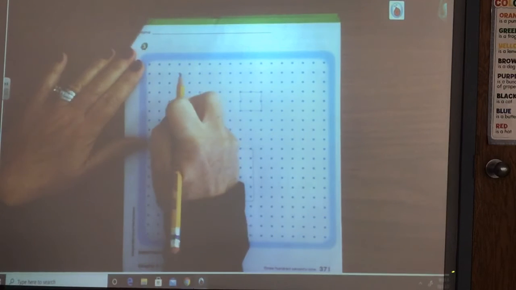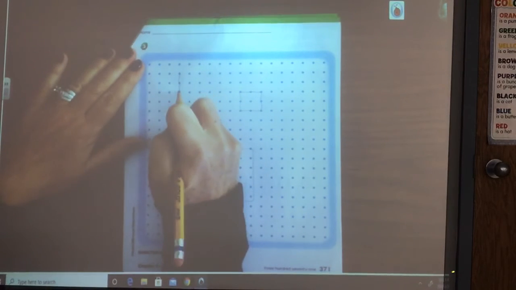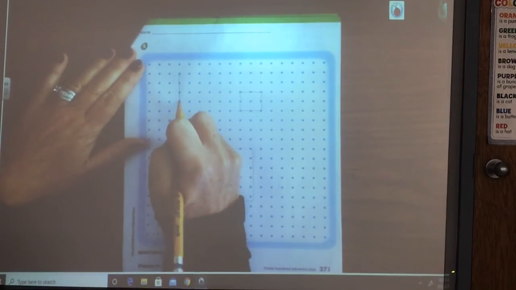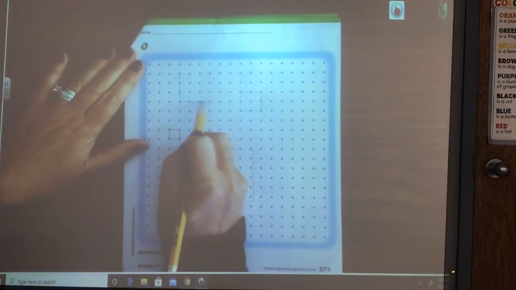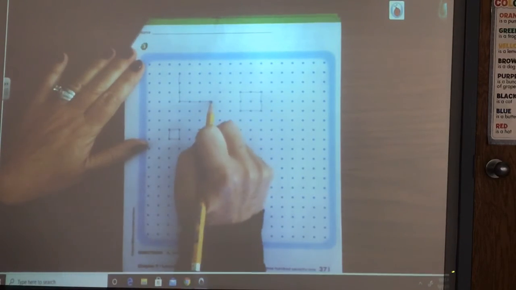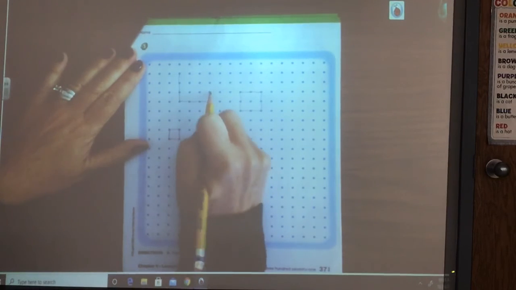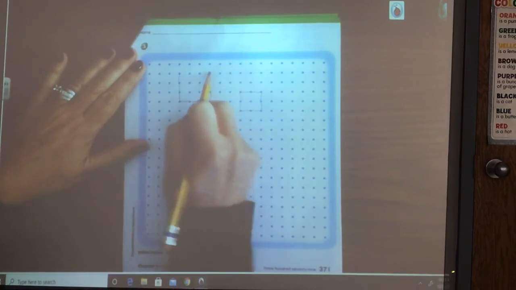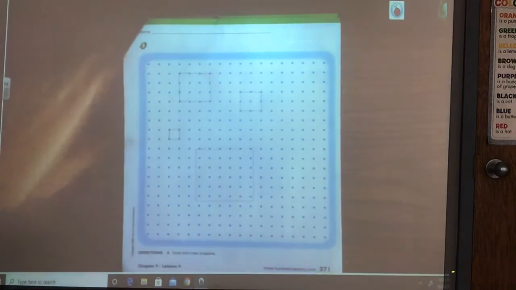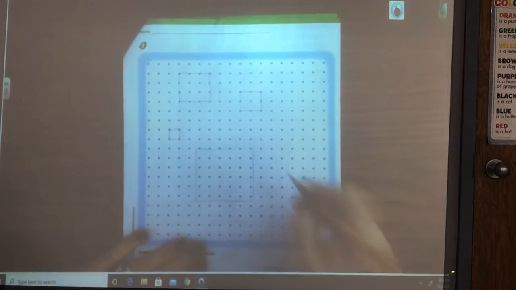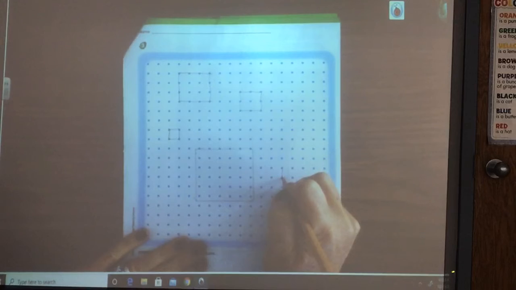All right, so maybe I want to go down. 1, 2, 3, 4. Then I have to go over. 1, 2, 3, 4 dots. Then I have to go up. 1, 2, 3, 4 dots. And then I can close it. 1, 2, 3, 4 dots. So just practice drawing a few squares, just a little practice. Don't worry if you mess up, no big deal.